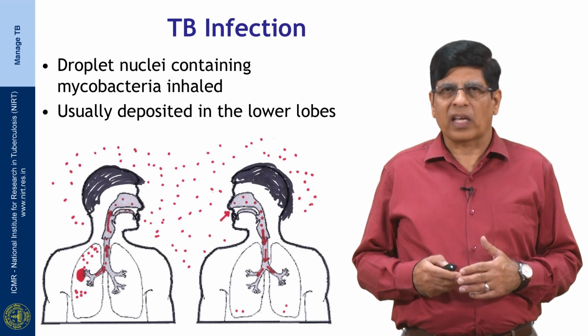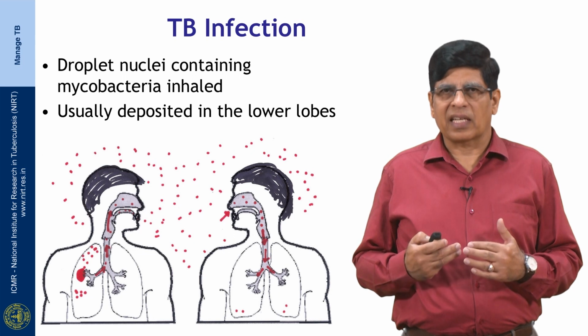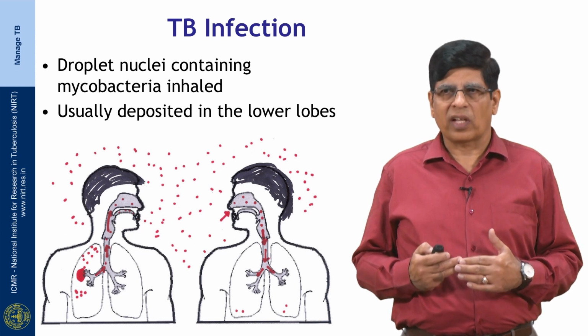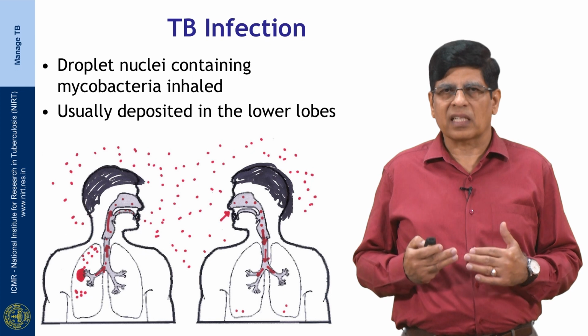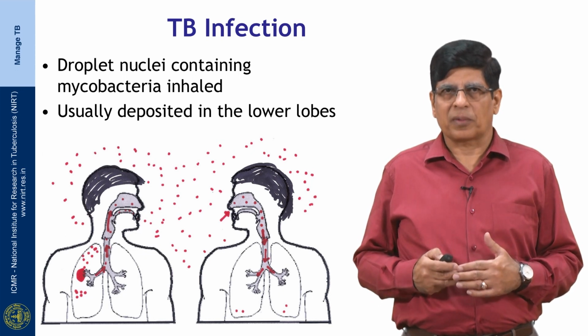Now, what happens when one coughs? Thousands of droplet nuclei are thrown out in the air, and the smaller ones get inhaled and settle down in the alveoli of the susceptible person, and these are the ones which are able to establish infection in the susceptible person.